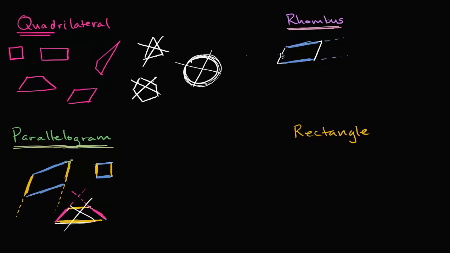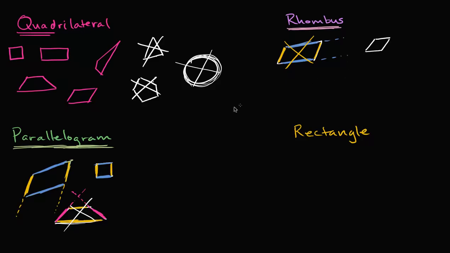And these two opposite sides are parallel. So it's a parallelogram, but it's not a rhombus because the blue sides are longer than the yellow sides. So that is not a rhombus. A rhombus would have to look like this. A rhombus would have to look like that. So opposite sides are parallel and all the sides are the same length.